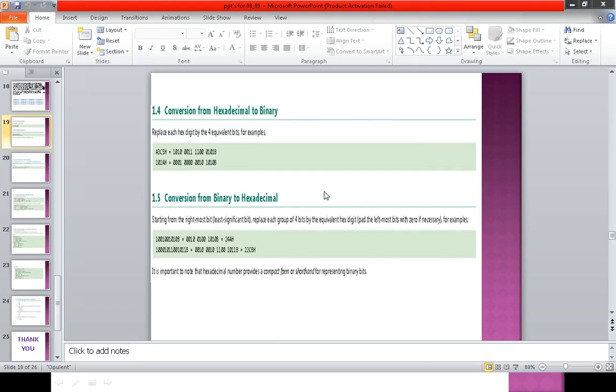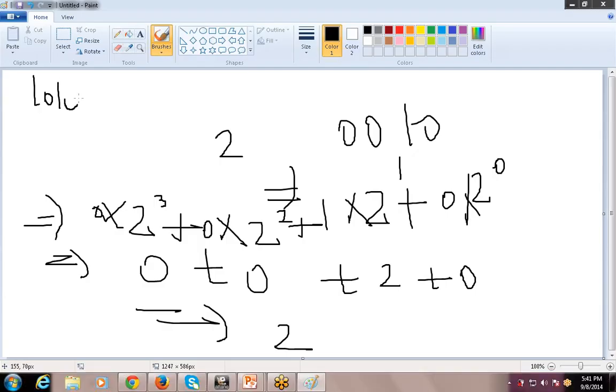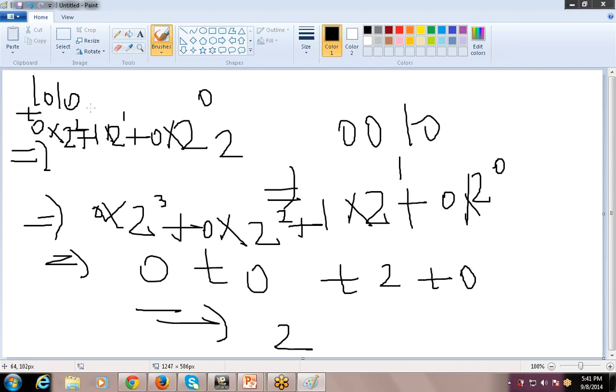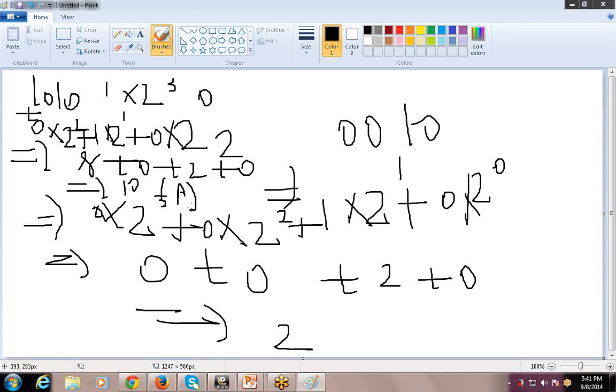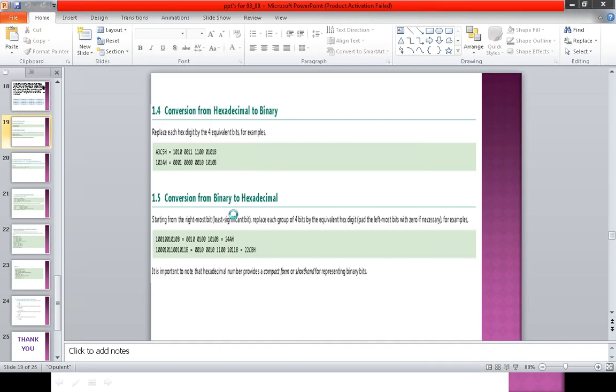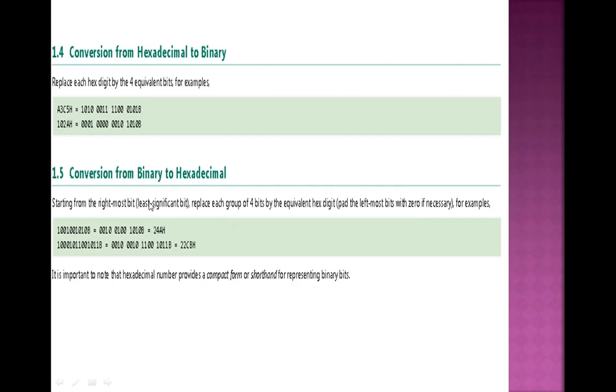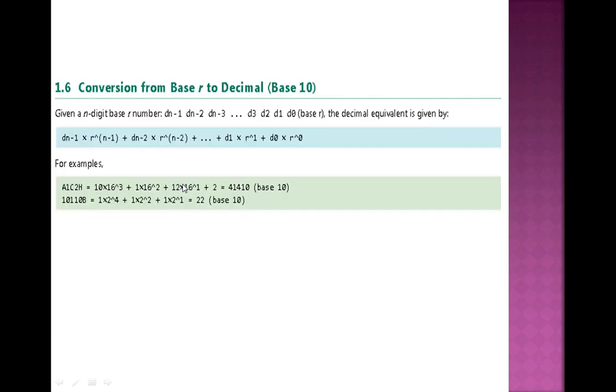Now let's see about the 10. That is 1010. So I'm using 2 power 0 into 0, 2 power 1 into 1, 2 power 2 into 0 plus 2 power 3 into 1. So that is your 8 plus 0 plus 2 plus 0, that is your 10. So this is the value 10, and 10 is represented by capital A. That's why I'm using A. So this is how we can convert hexadecimal to binary and binary to hexadecimal.